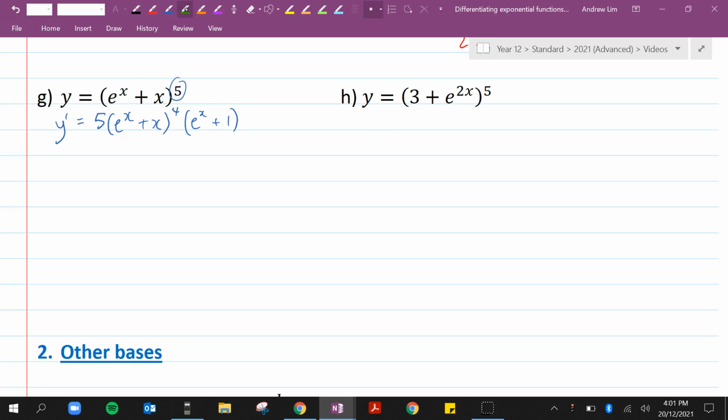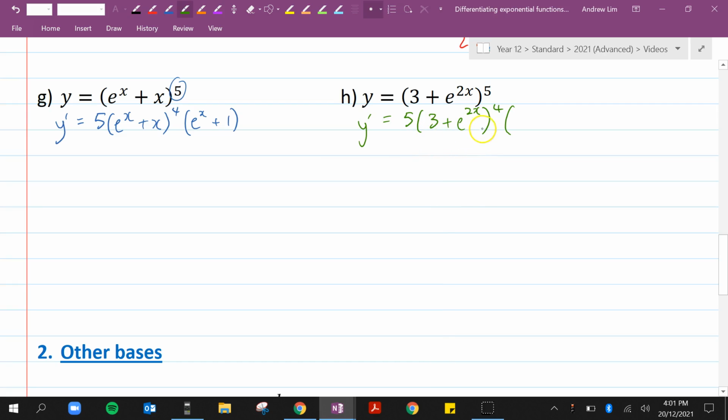For question H, again, we're going to do the same thing. Because we've got something to the power, we need to use the chain rule. So I'm going to bring down the power, write down exactly what's inside the brackets, reduce the power by 1, and then I'm going to multiply that by the derivative of what's in the brackets.